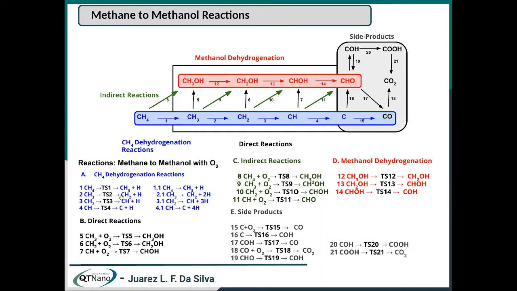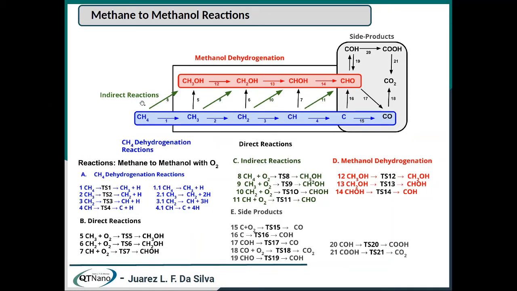methane to methanol reactions. The first is the hydrogenation reactions, where methane can use hydrogen for each step to reach carbon, and then carbon can be oxidized to CO. The second is the indirect reactions, which can lead to a product with the same number of hydrogens, with the first extraction of hydrogen, and then lead to the products.